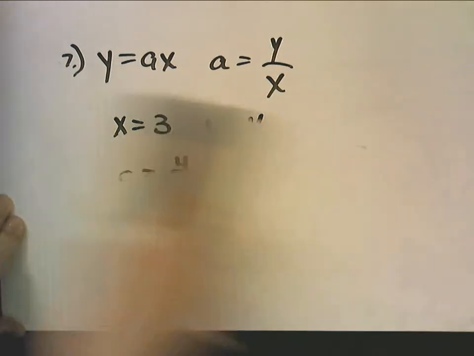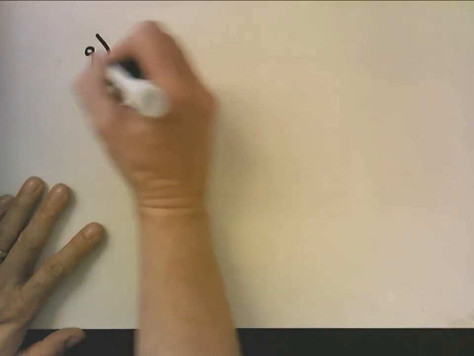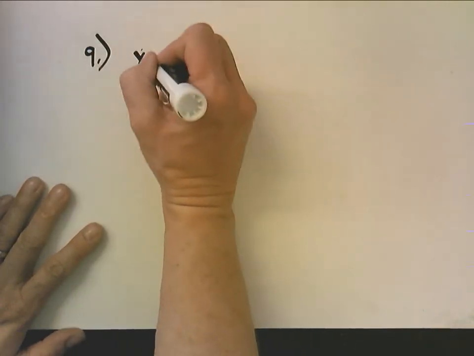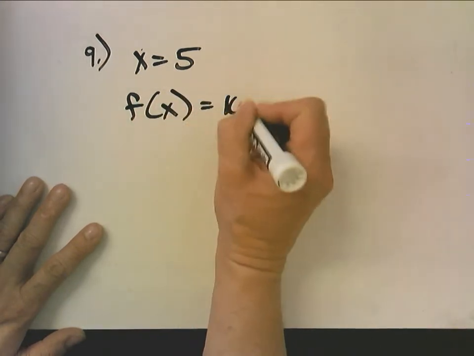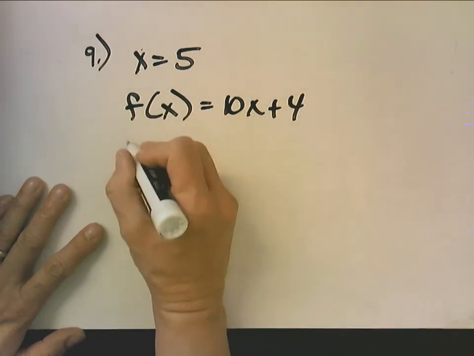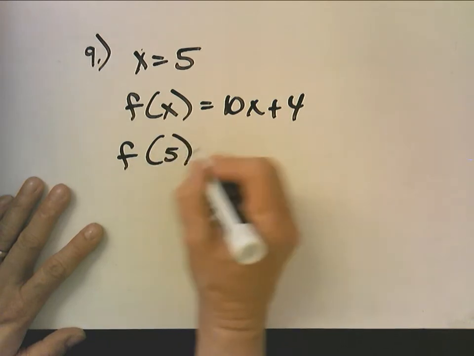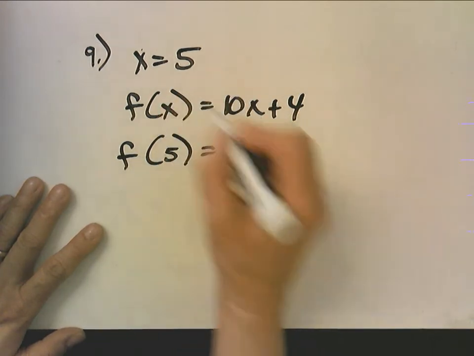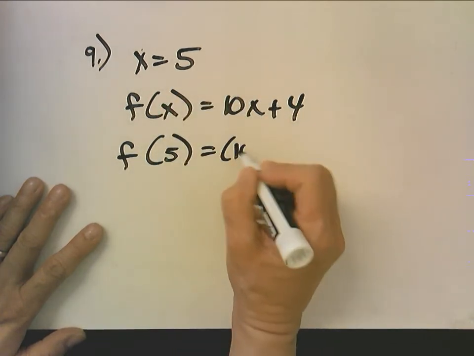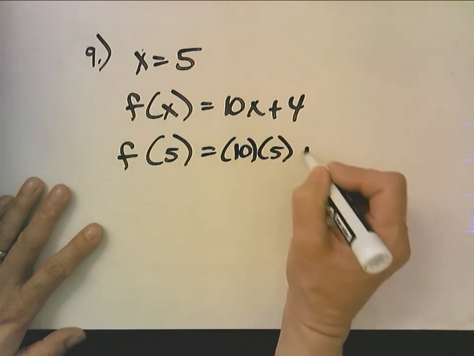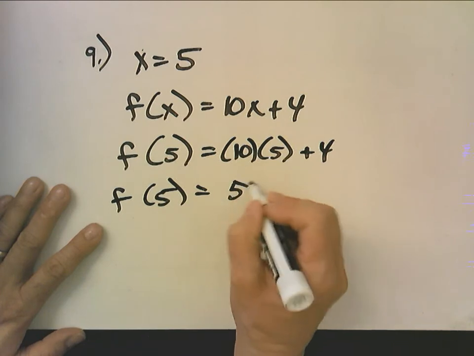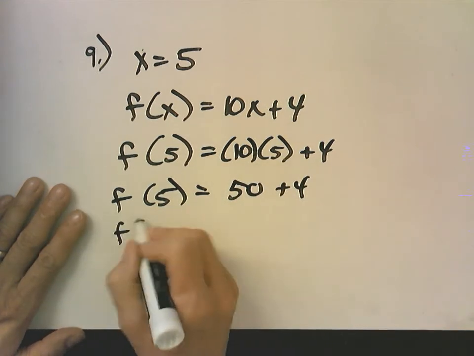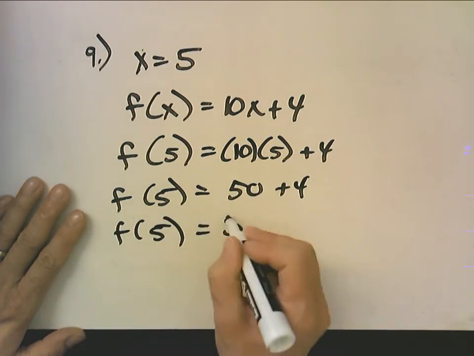Okay, now number 9 and 10 are using function notation. So evaluate the function when x equals 5. And this is the function they give me. So they want me to find f of 5. That means wherever I see an x, I substitute a 5. So f of 5 equals 50 plus 4. f of 5 equals 54.